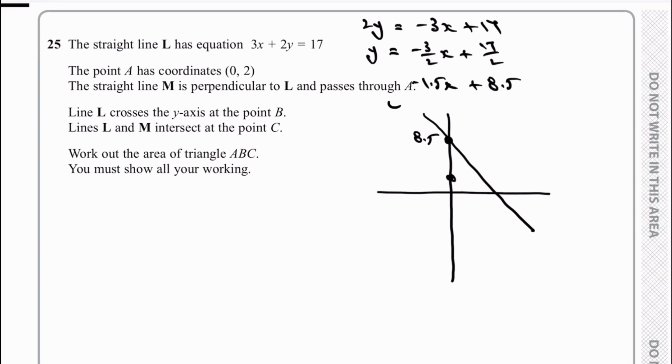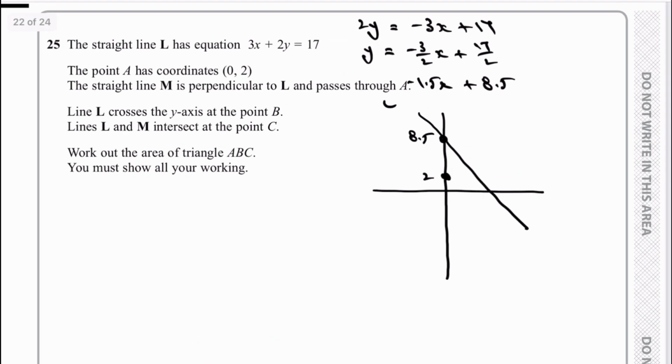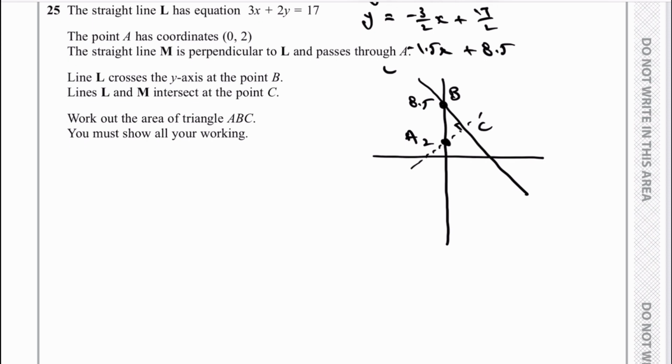So that's actually going to be on the y-axis as well, and it's going to be perpendicular, so it's going to cross at 90 degrees. Now it's going to be a little bit difficult to see, but hopefully what we've got here is A, and then let's call this B, which is going to be up there, and then we've got this final little bit C. It's actually finding the equation of the line M, rather, which is going to help us a little bit.